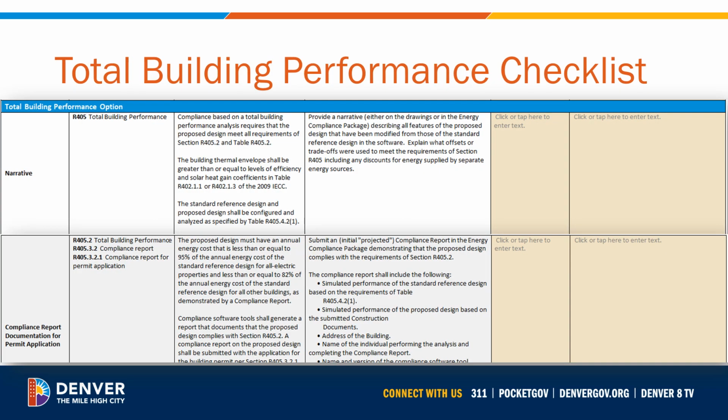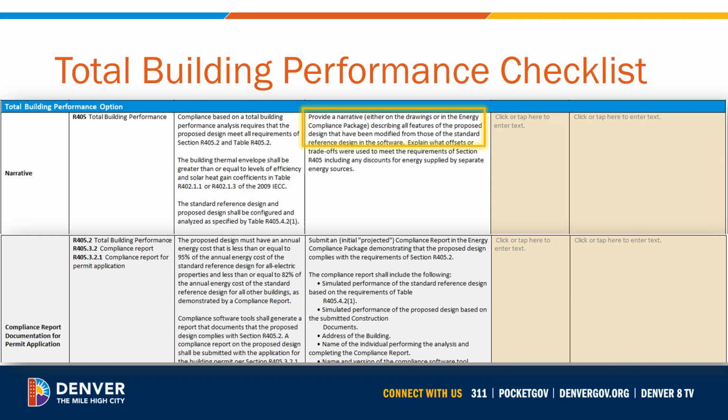Next, let's look at the Total Building Performance Checklist. The checklist follows a similar format to the Prescriptive Path checklist and captures similar information based on the specific requirements of the compliance path. The Total Building Performance option outlines the submittal requirements related to the energy model used to meet the requirements for total building performance in Section R405.